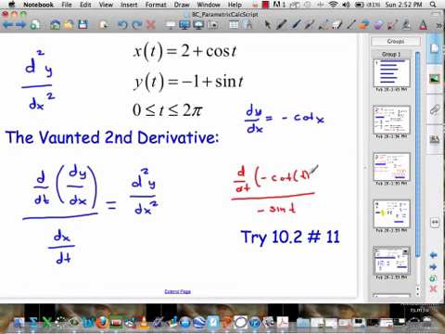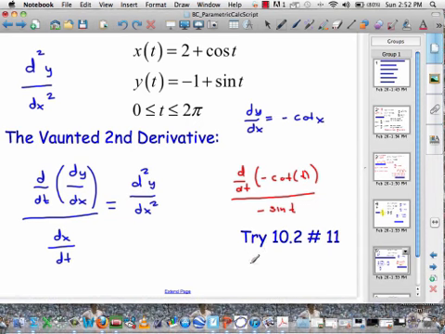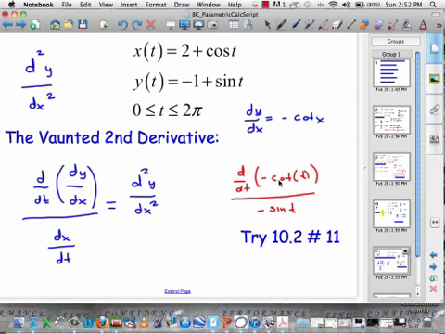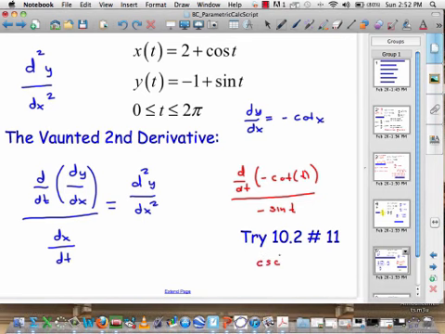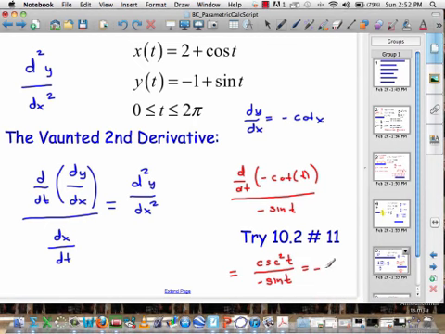Okay. What is the derivative of negative cotangent t? Let me think here. The derivative of cotangent t is negative cosecant squared t. So the negatives cancel, and I'm going to get cosecant squared t, divided by a negative sine t, which is fine. It won't be the multiple choice answer, because this is really another cosecant that can be written at the top, so you could say negative cosecant cubed t.